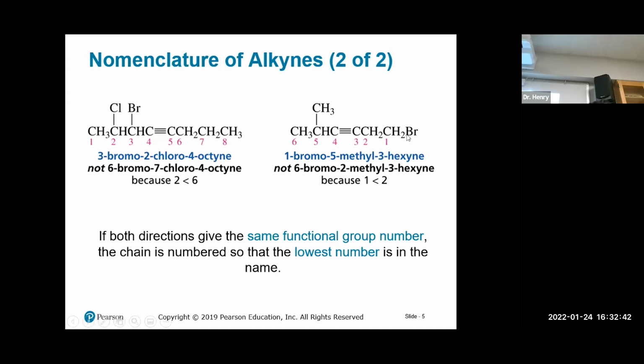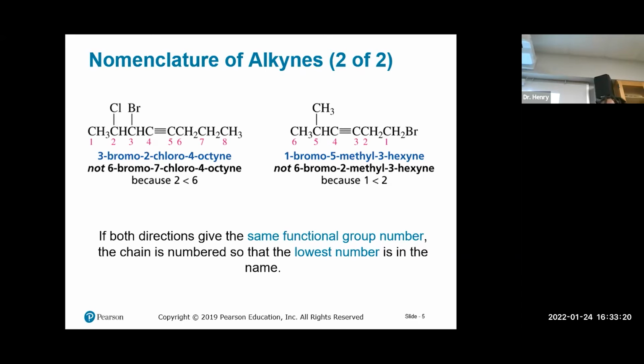So we could have 1 bromo, or we could have 1, 2 methyl. Which one is going to be less? Smallest numbers. So it is going to be 1 bromo, right? So 1 bromo, 5 methyl, 3 hexene. And it's not going to be 6 bromo, 2 methyl, 3 hexene, because we know that 1 is less than 2, right?